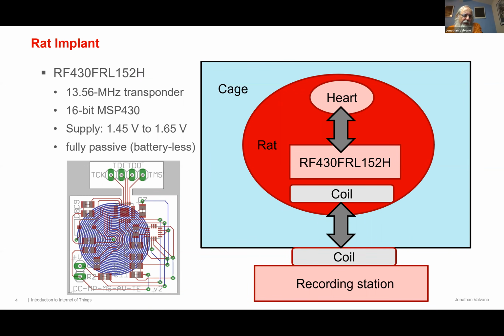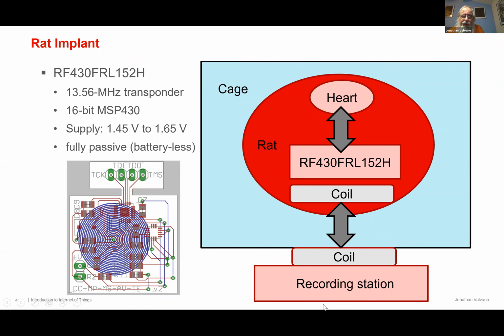And the coil, this one's a little bigger than the other one, absorbs energy, and then the same coil is also used for communication. And so the rat's in a cage. You put the activation coil down here near the water dish, and then when the rat goes to get water, the coils align, and you can measure its heart function.